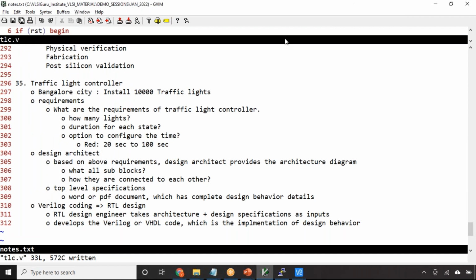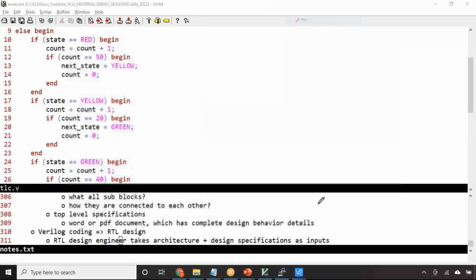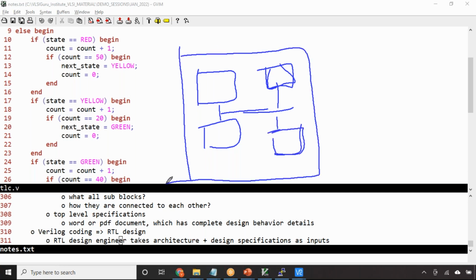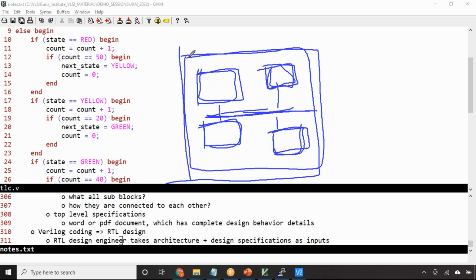Now, my traffic light controller is not just this Verilog code. It consists of a microcontroller, a camera subsystem, a traffic light FSM, and it may require some other systems also. This is what collectively becomes the traffic light system, right? The traffic light system is not just the state machine. It has a microcontroller, some camera, and some other systems, which collectively make the traffic light controller system.